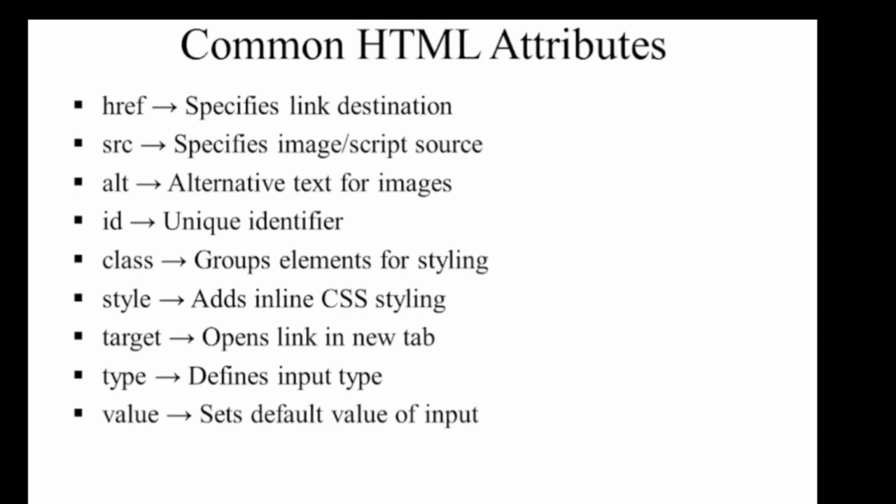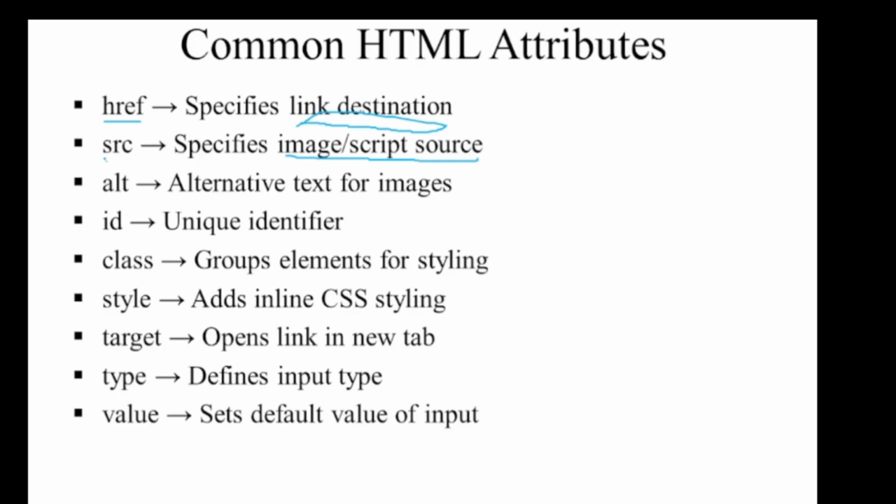And the next one is some common HTML attributes. These are the common. href specifies link destination, where the web page redirects when you click, or it will show the path of some file, the path of some document destination. That's href. Source specifies image or script source. If you add some image or script into your web page, where is the source, where you can get that image? That is source.